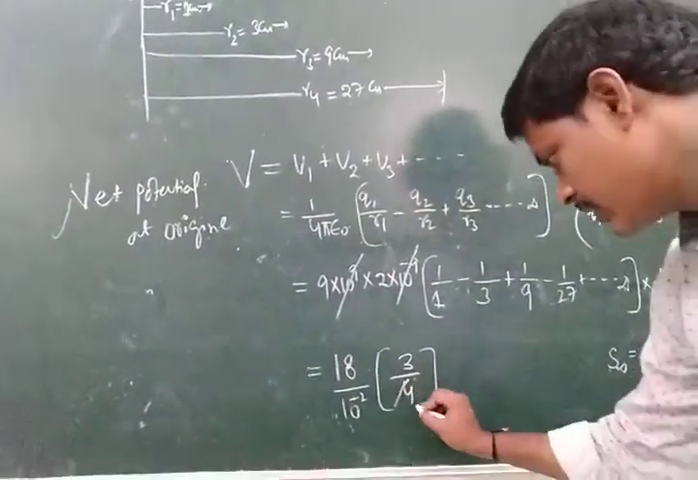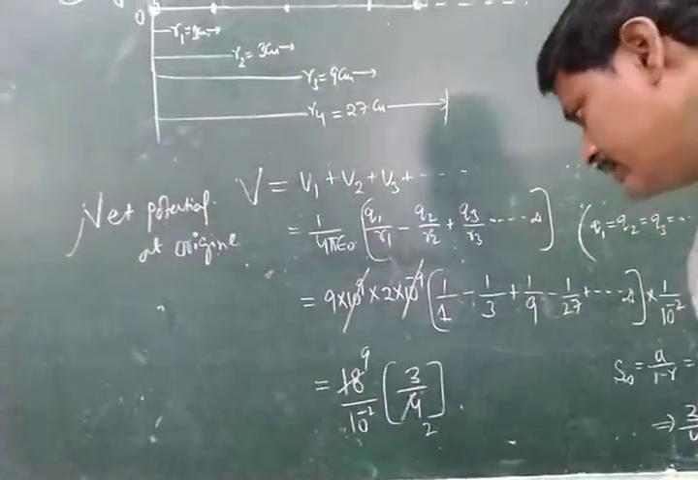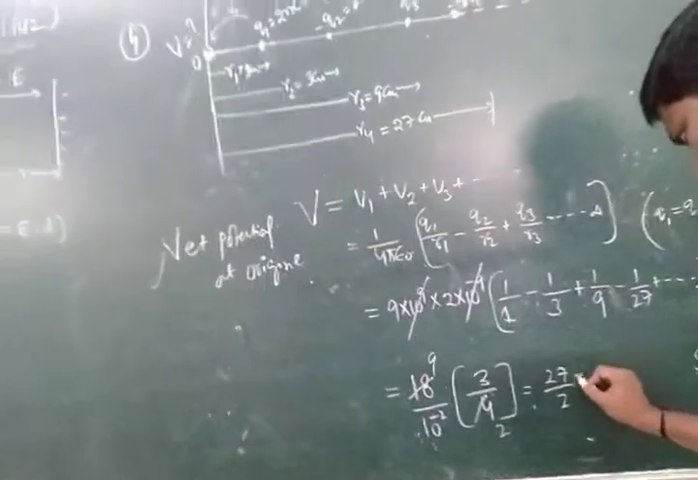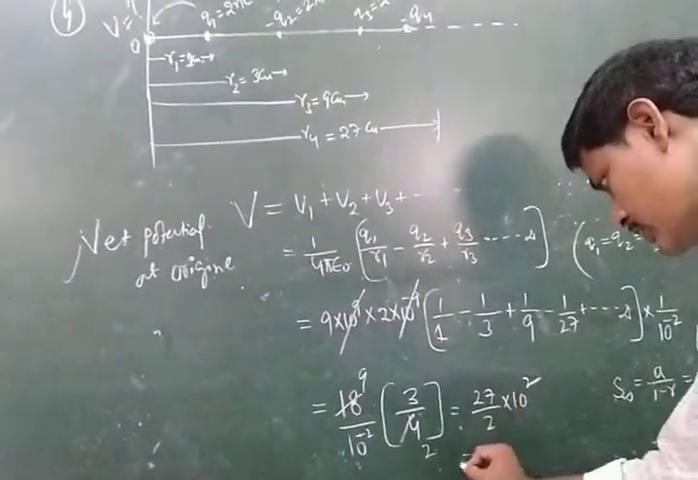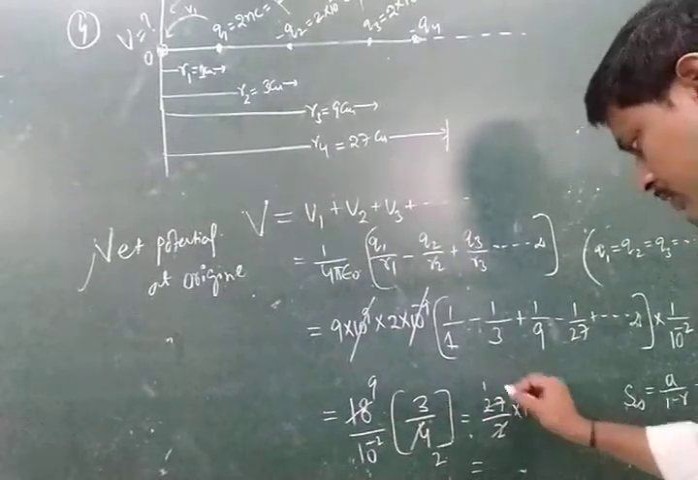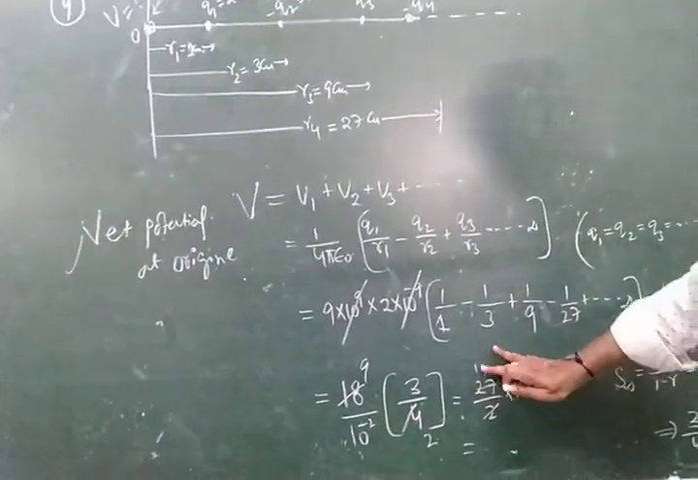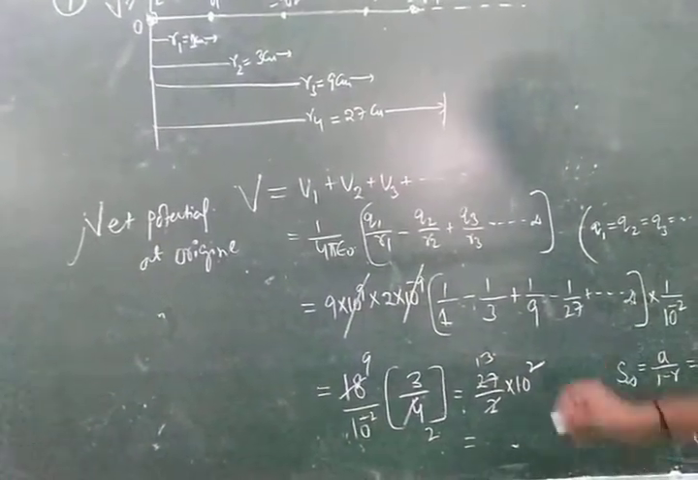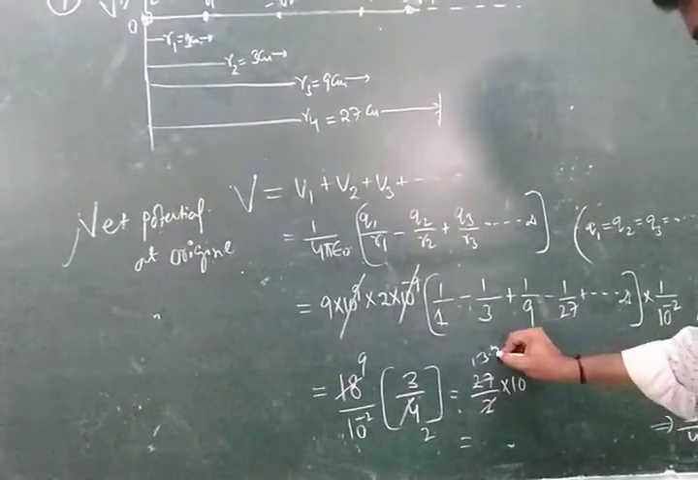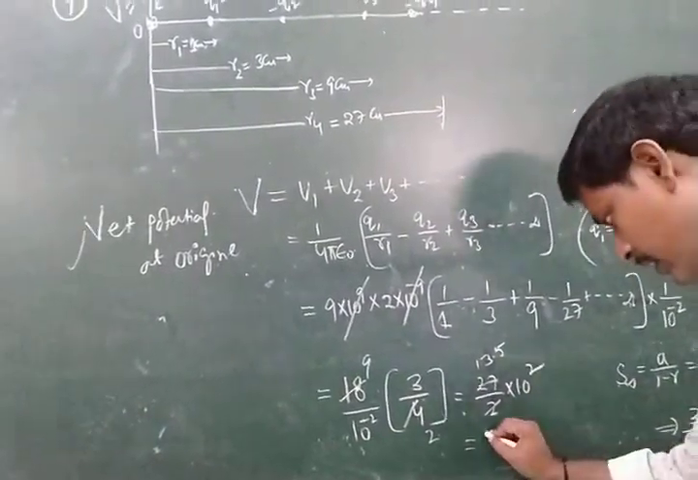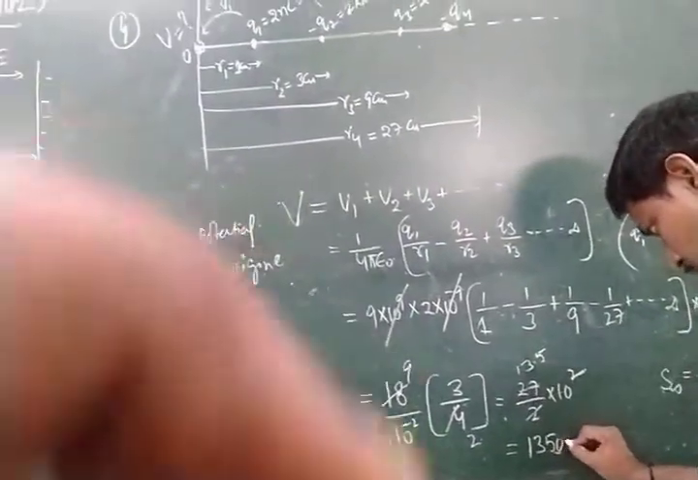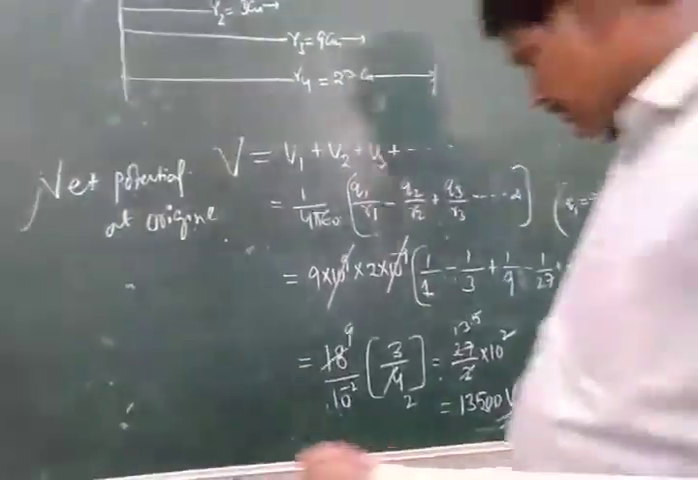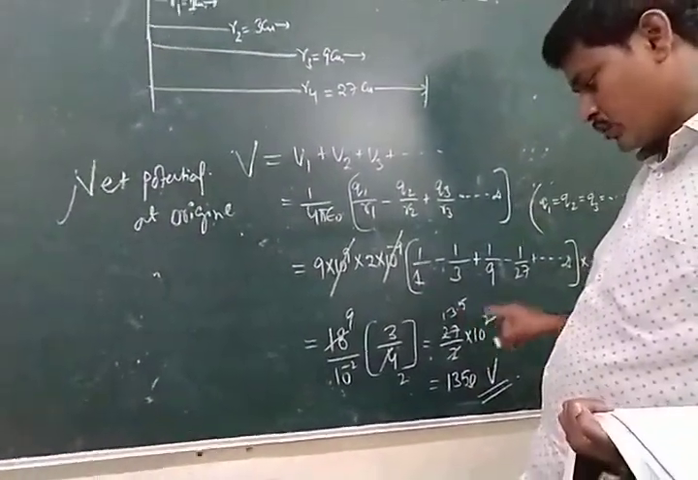Then 2 2s are 4, 2 9s are 18. Next 9 3s are 27. 27 by 2 into 10 power of plus 2. So 2 1s are 2, 2 6s are 12, 2 3s are 6. Next 13 point, so 5 2s are 10. Then 1 3 5 0 0. This is the potential. Okay. 250. The point will be shifted by only 2 digits.